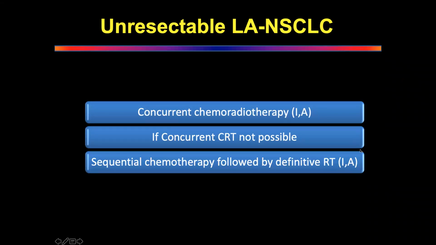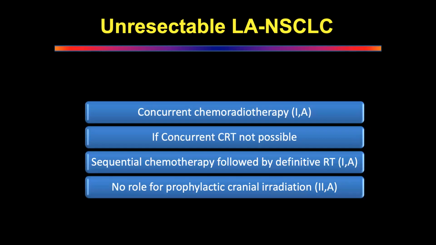It's a 2A level of evidence that there is no role for prophylactic cranial irradiation. Okay. So what I want you to notice is the first line and the third line, and look at the level of recommendation. You must remember this. So when I answer in the exam, my answer would be like this.